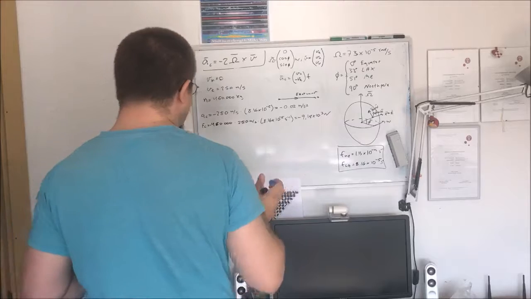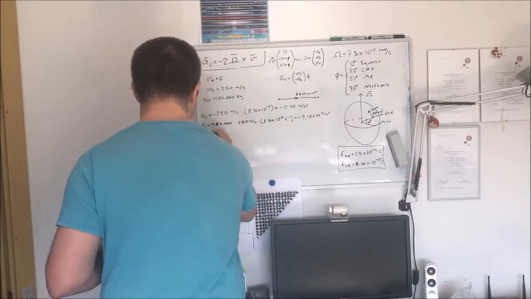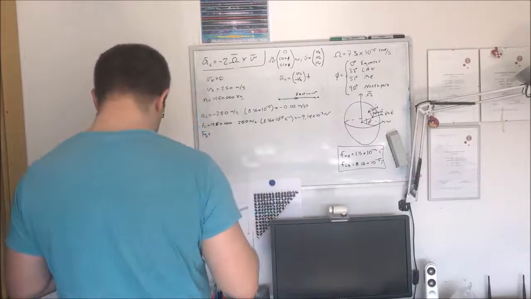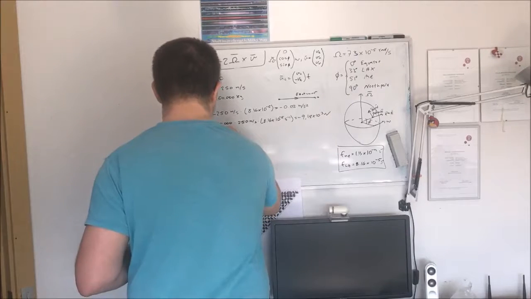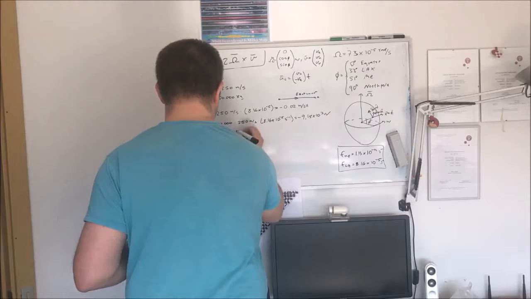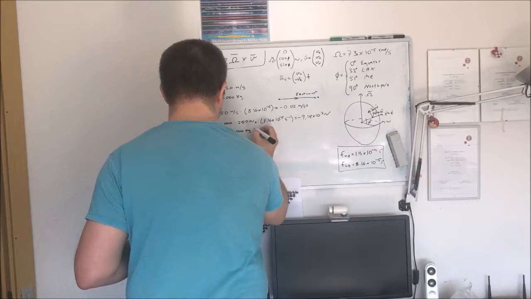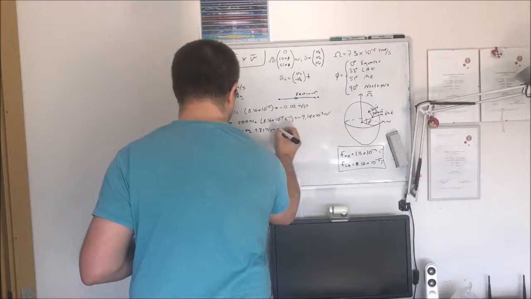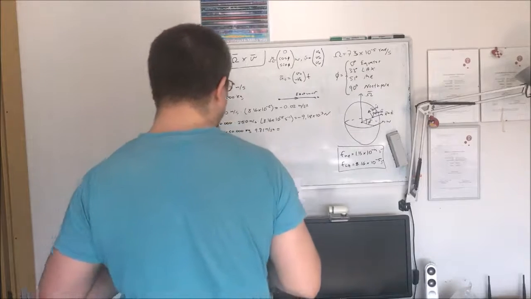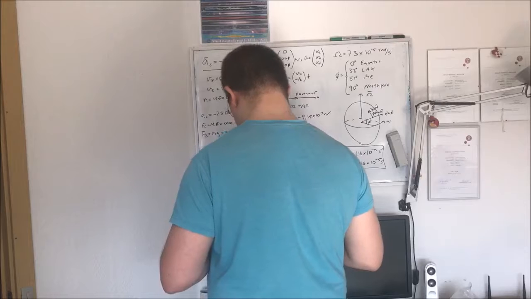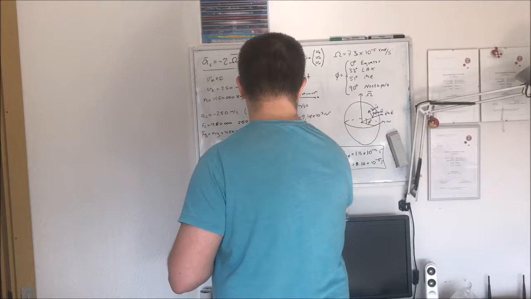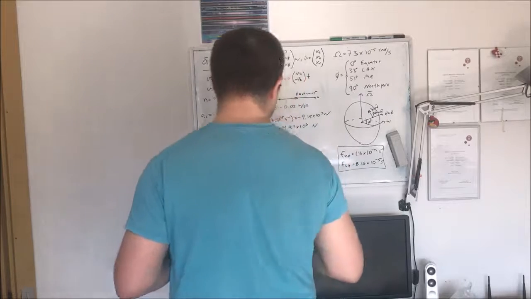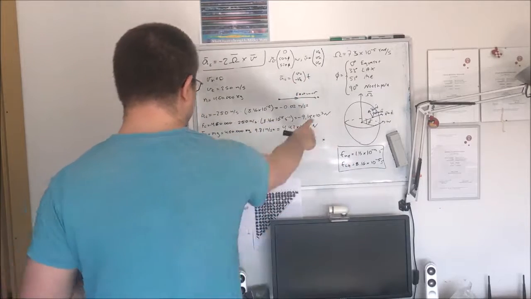So let's look at gravity. Fg, that is mg, so that is 450,000 kilogram mass times 9.81 meters per second squared. That gives 4.42 times 10 to the sixth Newton. Pretty big number compared to this one.